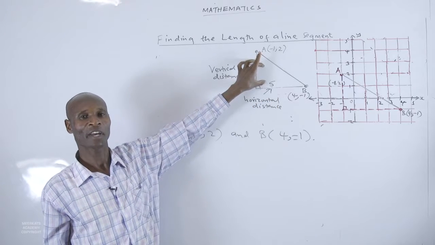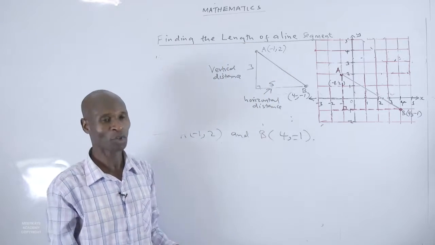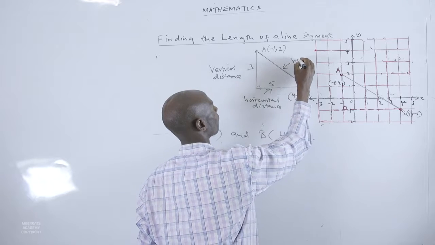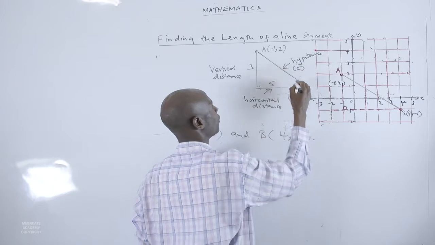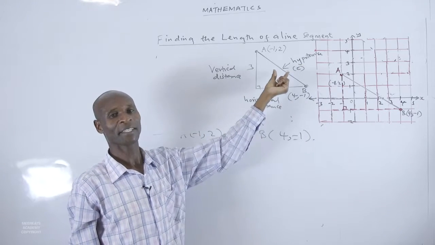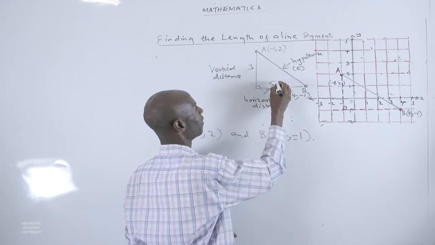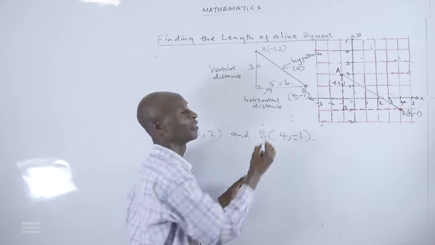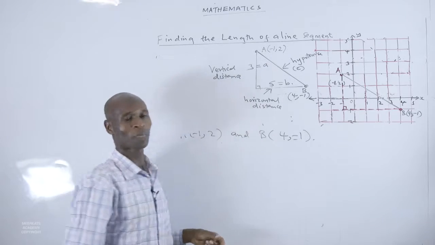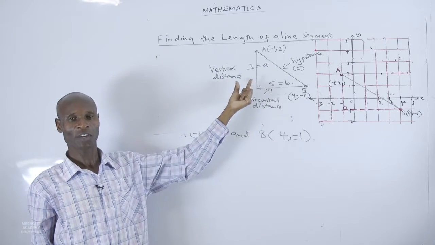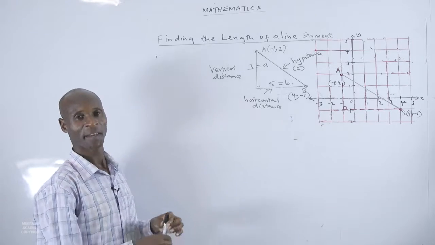Since this is a right angle triangle, we can get the distance AB, which is equivalent to the hypotenuse. So the hypotenuse we can represent by letter C, while the horizontal distance we can represent by B. The vertical distance can be represented by A, and if we consider the right angle triangle, we can apply Pythagoras theorem to get the hypotenuse.